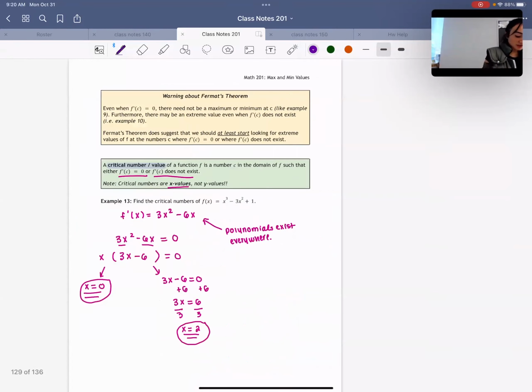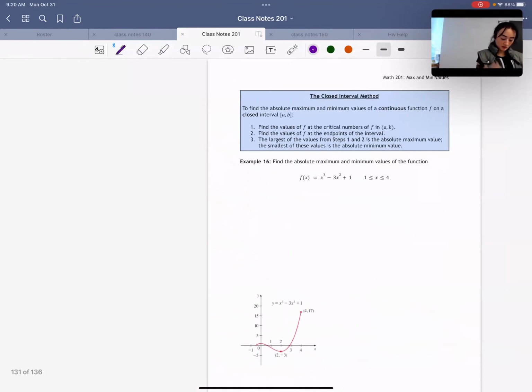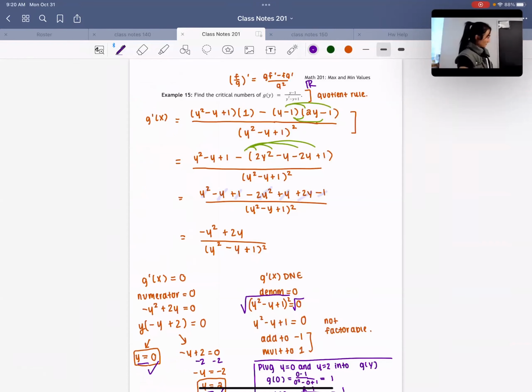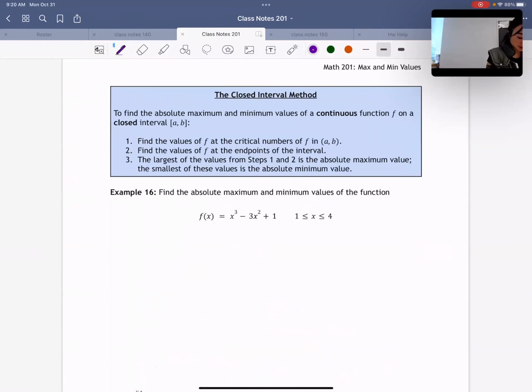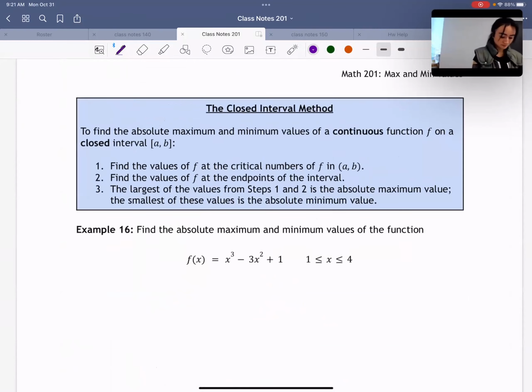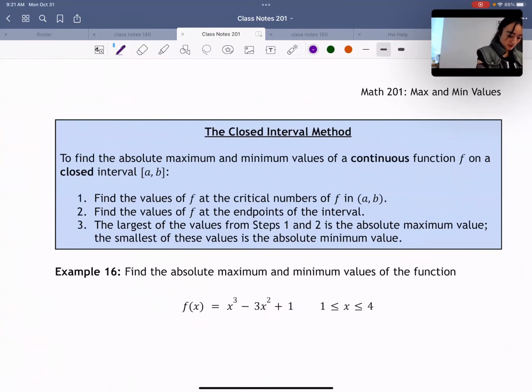Now we said that critical values are places where we think there might be a local max or a local min, and we weren't actually sure when we found those values. In the far future, we will be able to tell if something is a local max or a local min. But before that, we're going to try to do something a little bit easier. What is easier to find is the absolute max and absolute min of any type of function, as long as it's on a closed interval, okay? So we're going to talk about the closed interval method.